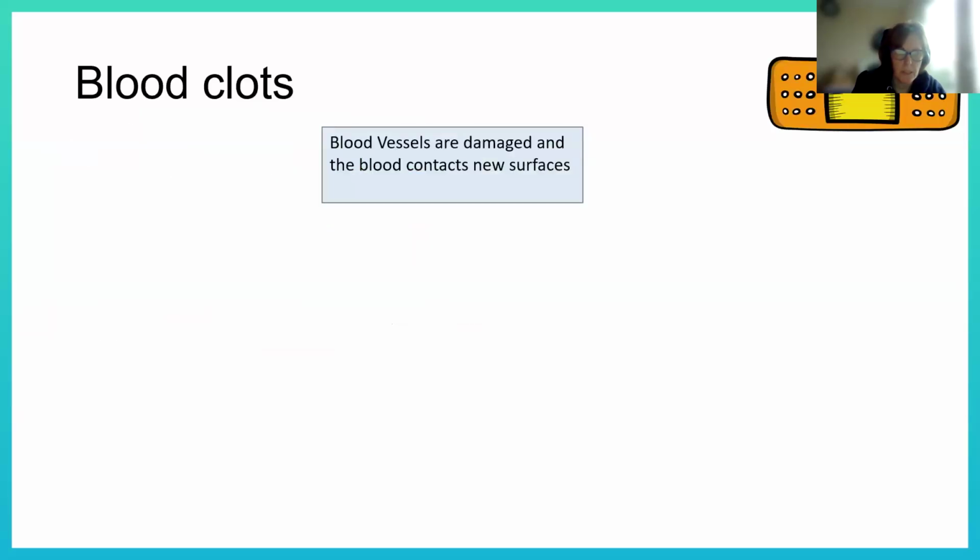And let me just check how we're doing time-wise. Okay. We're going to have a little look how some of those substances that are in the plasma do their job. We're going to have a look at blood clotting.